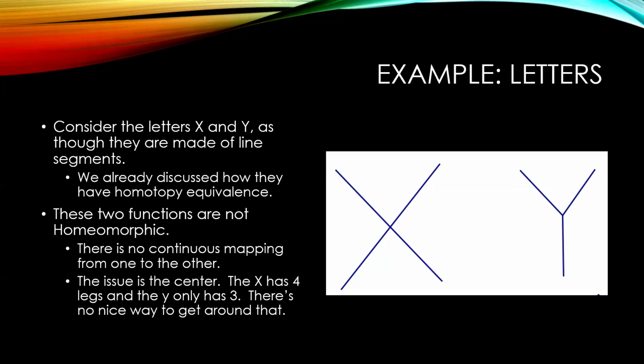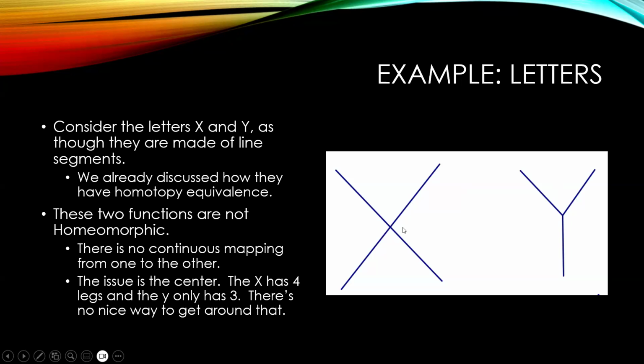Before we said they have homotopy equivalence because you could just take one of the legs and stretch it up to a point, and then you'll have the letter Y. You can even rotate this bottom leg until it matches, and they would look exactly the same. Well, while they're homotopy equivalent, they are not homeomorphic. We can't take a continuous map from this shape to this shape.